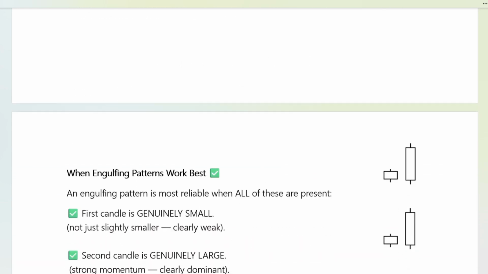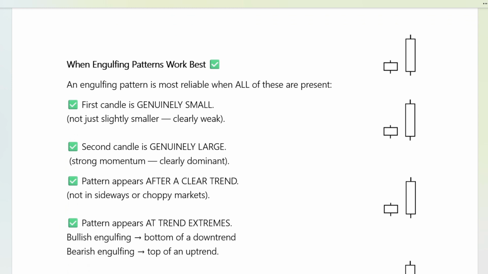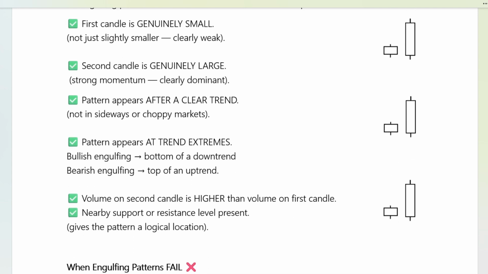When engulfing patterns work best. An engulfing pattern is most reliable when all of these are present. The first candle is genuinely small, not just slightly smaller, clearly weak. The second candle is genuinely large, with strong momentum, clearly dominant. The pattern appears after a clear trend, not in sideways or choppy markets. The pattern appears at trend extremes: bullish engulfing at the bottom of a downtrend, bearish engulfing at the top of an uptrend. Volume on the second candle is higher than volume on the first candle. A nearby support or resistance level is present, which gives the pattern a logical location.